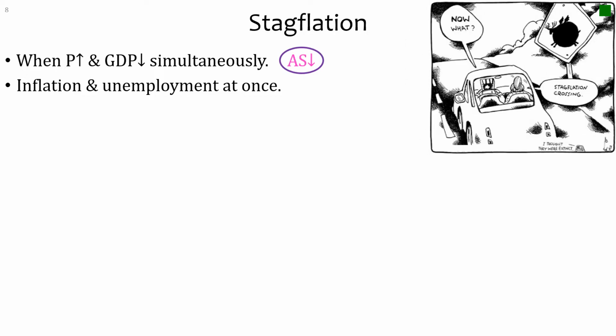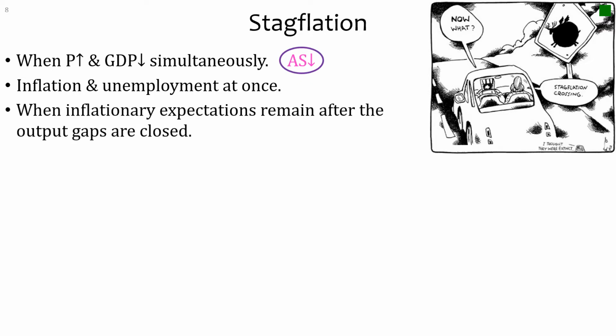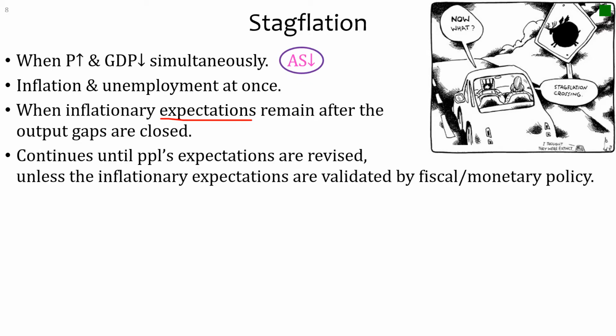Okay, so you have kind of like a monster that you've never seen, and that's primarily because of inflationary expectations remaining after the output gaps are closed. Expectations are quite important in macroeconomics. They're kind of like a self-fulfilling prophecy, and it continues until people's expectations are revised, unless the inflationary expectations are validated by fiscal or monetary policy. Usually people's expectations adjust quickly. The problem is when there is a policy interference that could influence the expectations of the people.